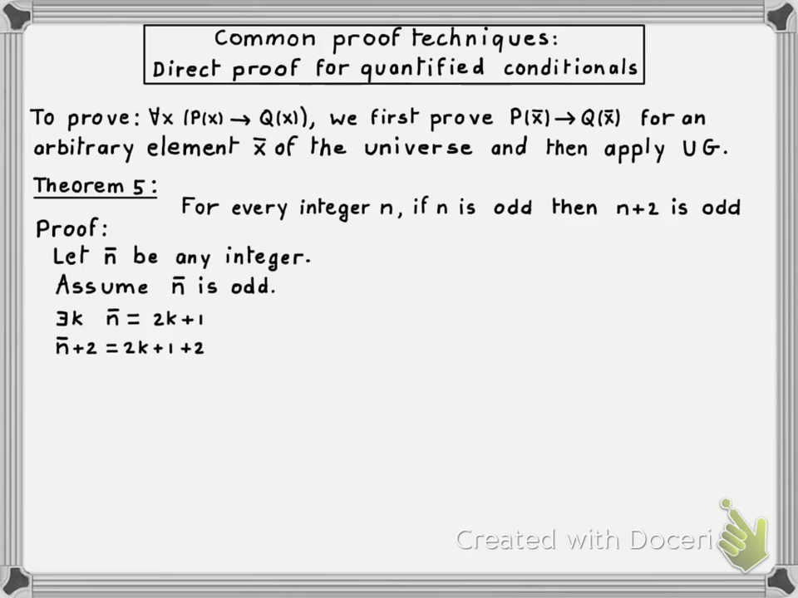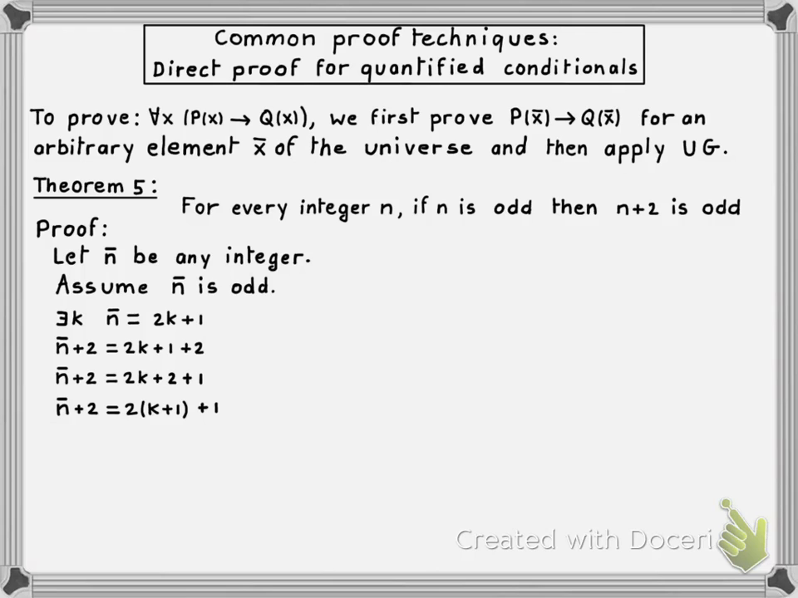Let's add the integer constant 2 to both sides of the equality to obtain n bar plus 2 is equal to 2k plus 1 plus 2. Then we can trivially swap the order of the 1 and the 2 on the right-hand side of the equality to obtain the new equality n bar plus 2 equals 2k plus 2 plus 1. And that allows us to factor out the 2 in the two terms here, 2k and 2, to obtain the new right-hand side, 2 times k plus 1 plus 1.